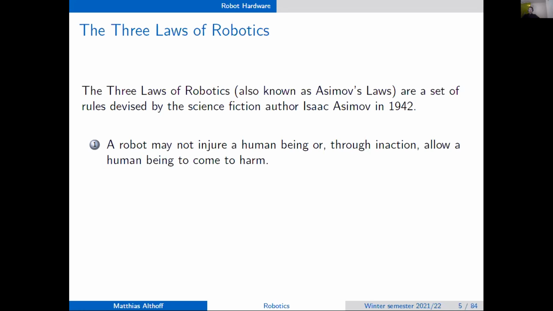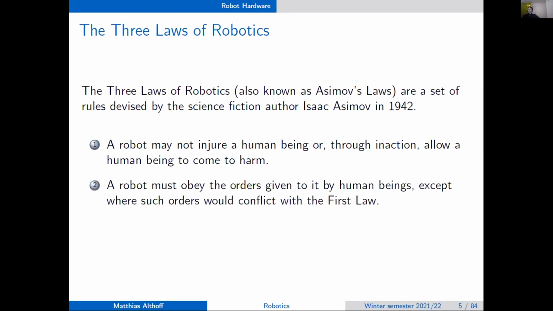Yes, the robot should obey what it's told to do. There's just one exception. If you tell the robot, kill my neighbor, then the robot is not allowed to do that. It has to obey all commands, but it is not allowed to violate the first rule. So a robot must obey the orders given to it by human beings, except where such orders would conflict with the first law. You cannot say, kill my neighbor, or something like that.